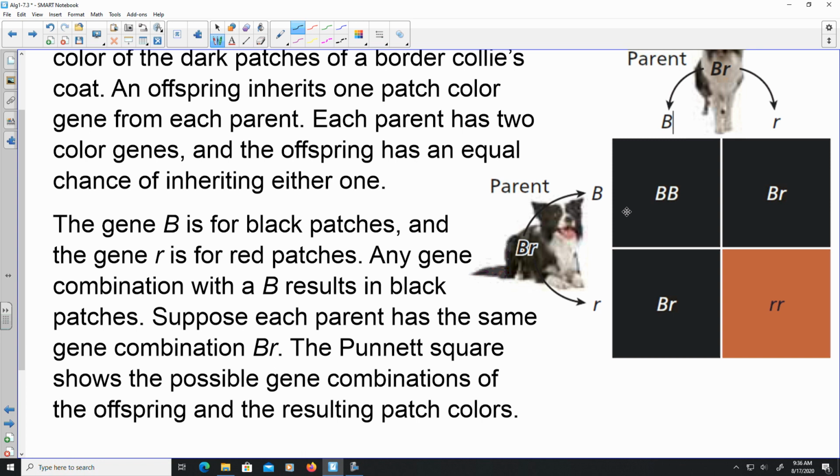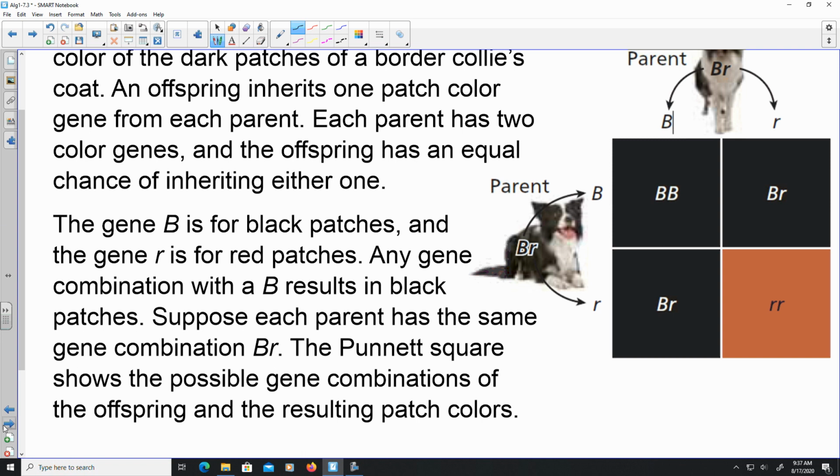It says the Punnett square shows the possible gene combinations of the offspring and the resulting patch colors. So B and R, B and R. So B times B is B squared. Basically, over here, B times R is BR. On the bottom left, B times R is BR. And then finally, R times R is R squared.